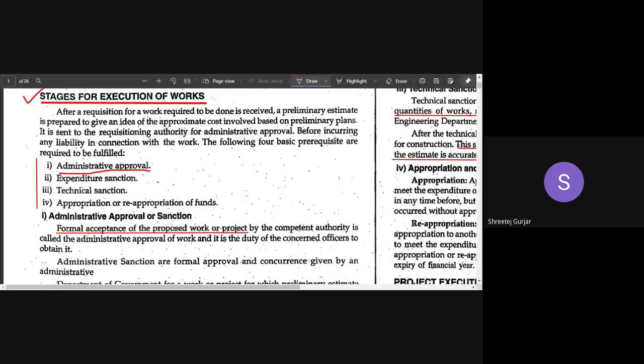So this is the first stage, that is administrative approval that you have to take of the higher authority or of the concerned authority, before taking up the work. After that, you have to take the engineer's approval under the technical sanction. Engineer's approval, wherein the engineers check whether all the designs are proper, right?